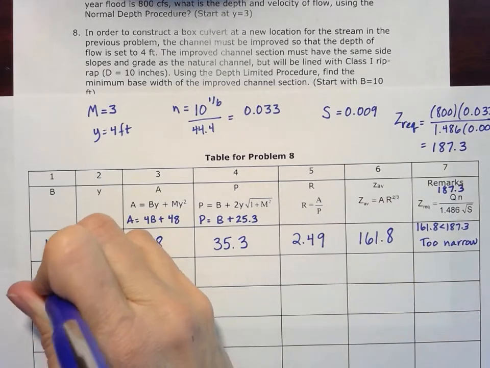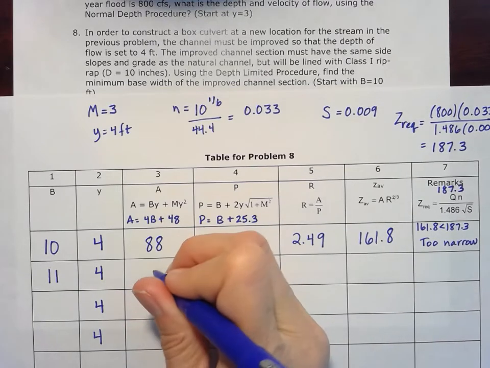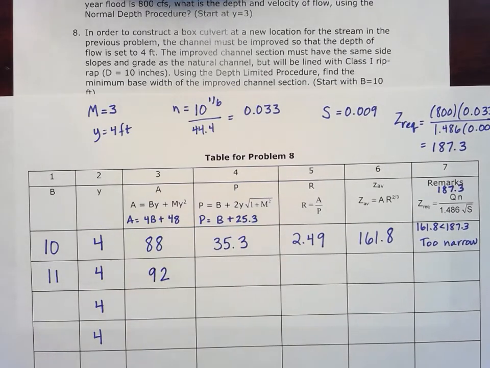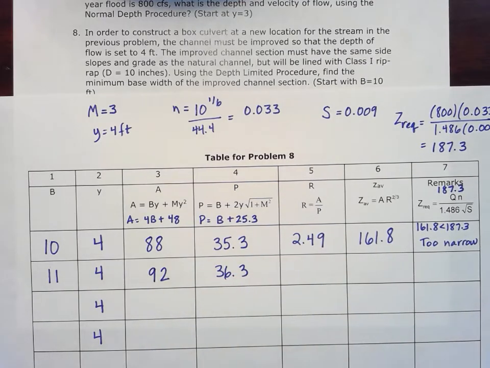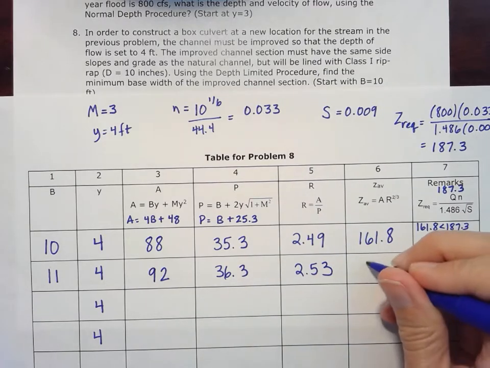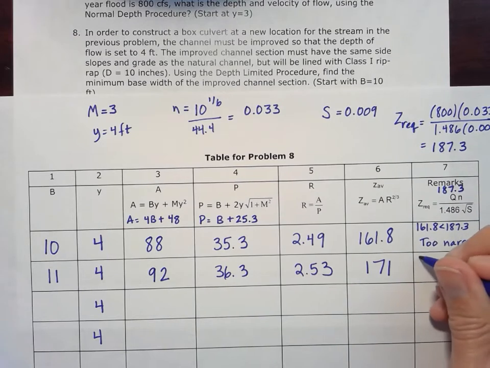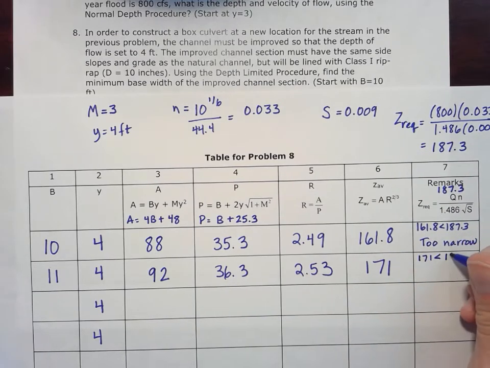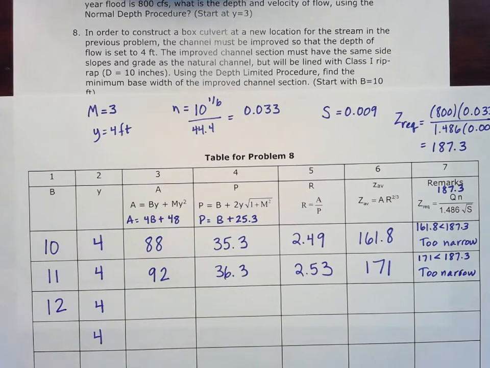So we'll go to 11 feet width now. Using 11-foot width, we get 92 square feet for an area, 36.3 feet for that wetted perimeter, 2.53 hydraulic radius, 171. Now for a z average, still 171, still smaller than that 187.3, so we're still a little narrow there. So let's go ahead and increase that to 12 feet wide at a base.